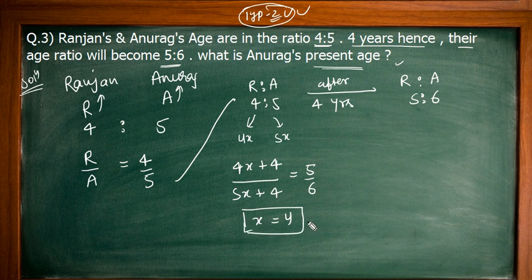And if you put 4 in, what is Anurag's age? Anurag's age is 5x. So 5x is equal to 5 into 4, it will be 20. That is your answer.